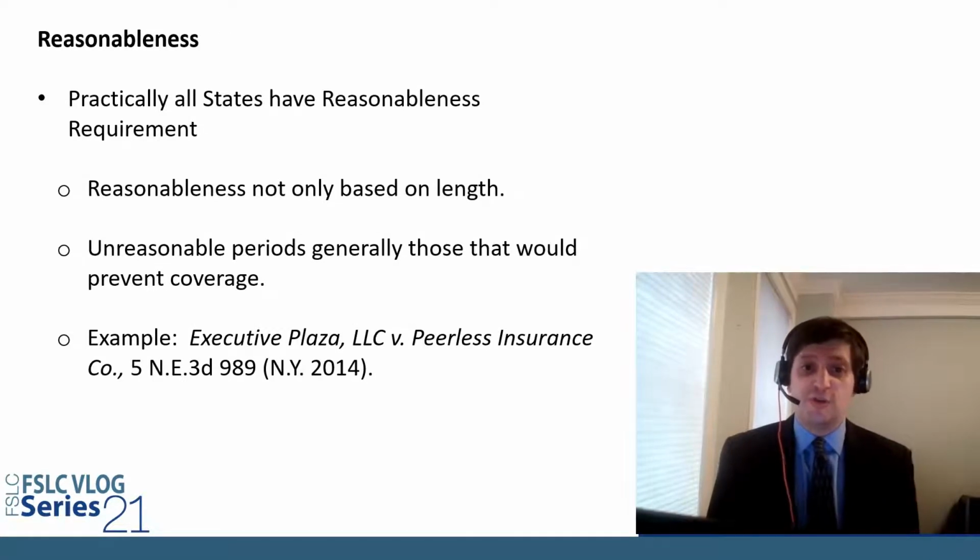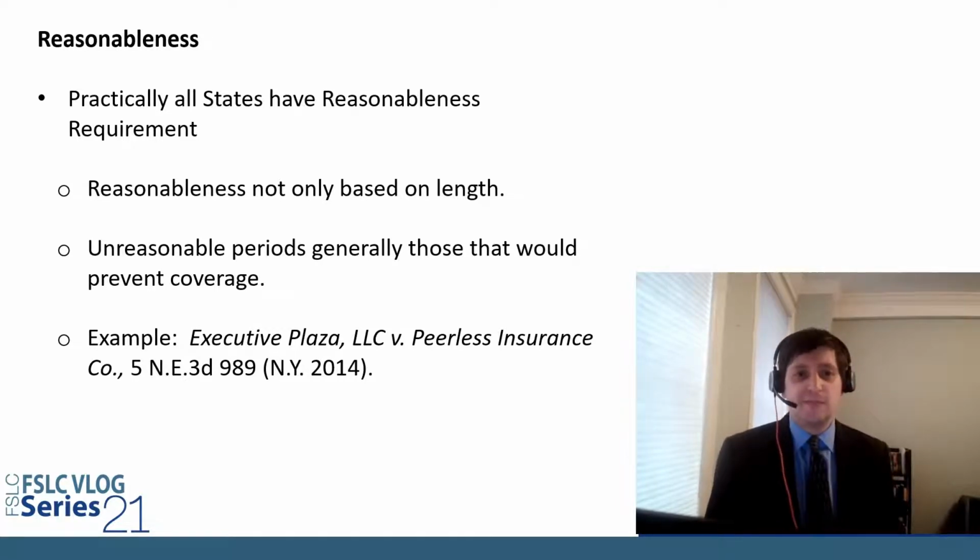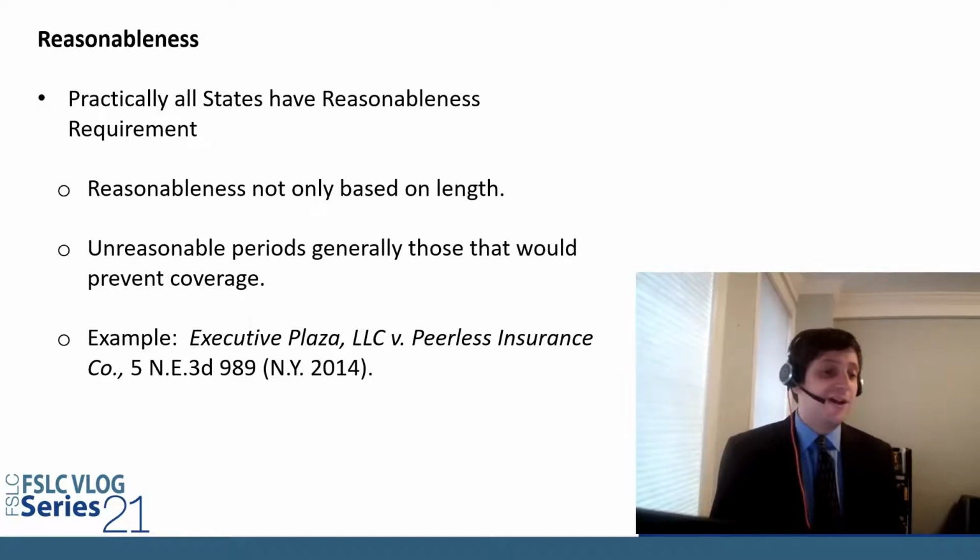An almost universal rule across the states is that any contractual limitations period has to be reasonable. This requirement is usually not based solely on the length of the period. Rather, courts have ruled that contractual limitations periods are unreasonable when they ultimately prevent coverage under the policy at all. For example, in Executive Plaza LLC versus Peerless Insurance Company, the New York Court of Appeals noted a contractual limitations period that required suit to be brought before an insured could complete other conditions precedent to coverage was unreasonable and therefore invalid and unenforceable.